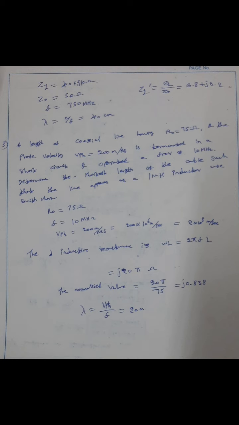Okay, and the third problem is, the length of the coaxial line having R0 equal to 75 and phase velocity Vp equal to 200 meter per microsecond is terminated in a short circuit and operated at a frequency of 10 megahertz. Determine the shortest length of the cable such that the line appears as a 1 microhenry inductance. Use Smith chart. So we are going to do the Smith chart problems, and I will explain it to you.